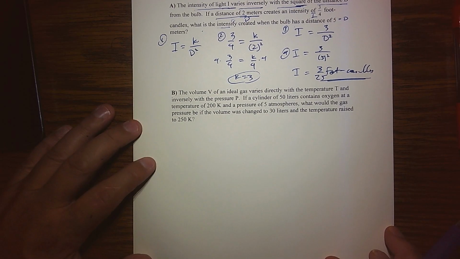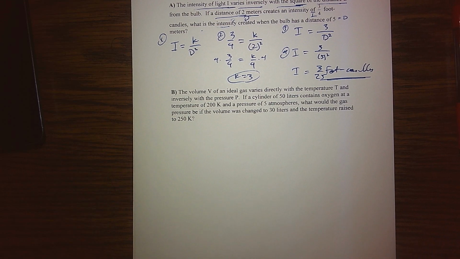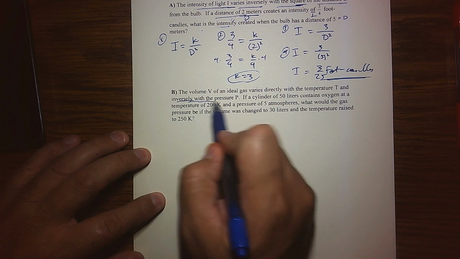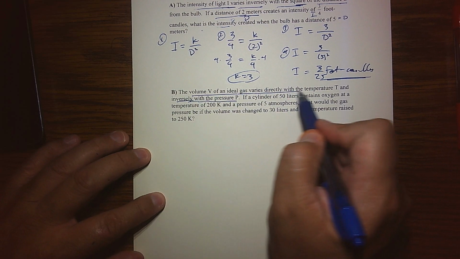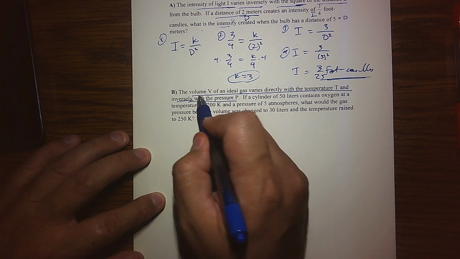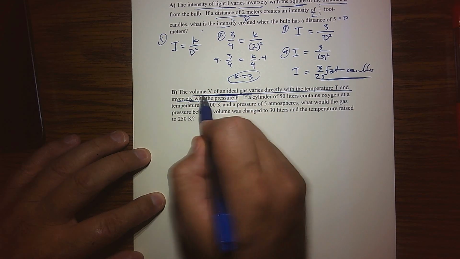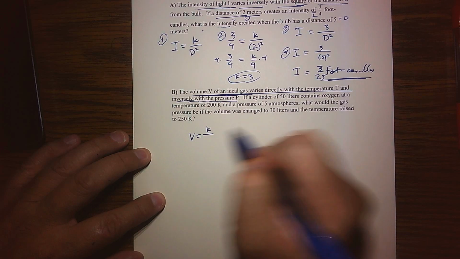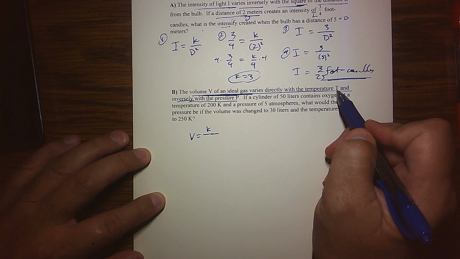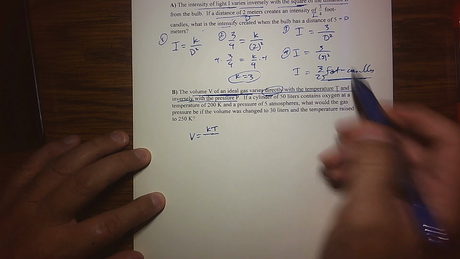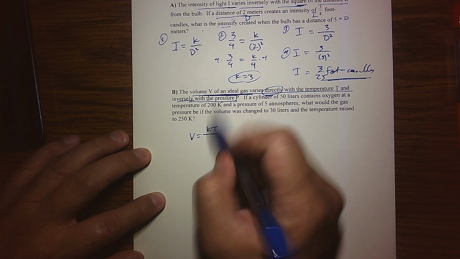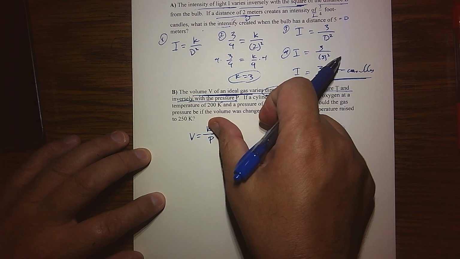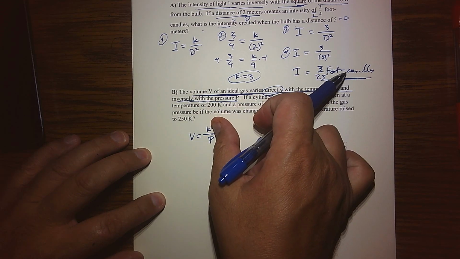Last one, the volume V of an ideal gas varies directly with the temperature T and inversely with the pressure P. So again, we have one of those mixed or compound variations. So V varies, the volume of an ideal gas. So V equals some k. Well, with respect to the temperature T, it's direct. And with respect to the pressure P, it's an inverse. So there's your direct with respect to T and your inverse with respect to P.